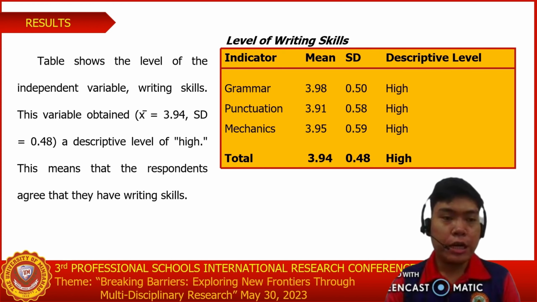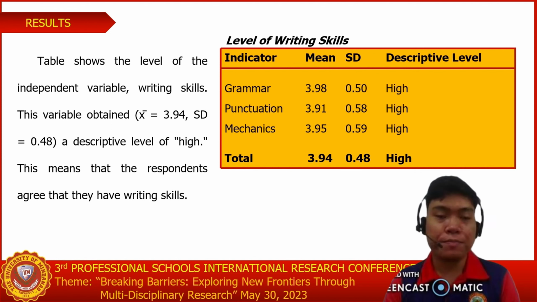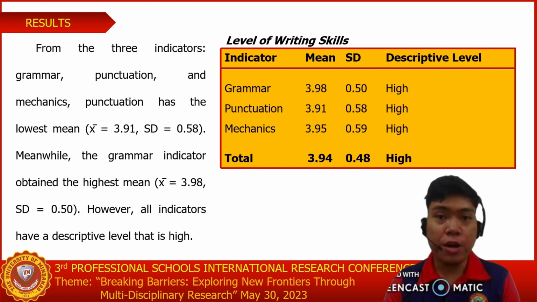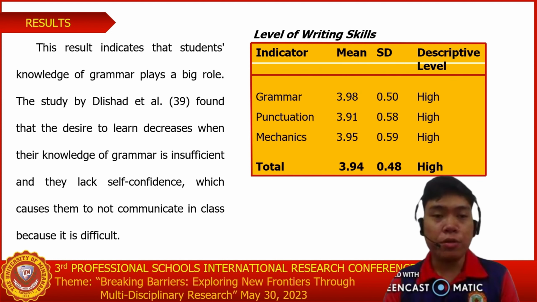Level of writing skills. The table shows the level of the independent variable, writing skills. This variable obtained an average mean of 3.94 and a descriptive level of high. This means that the respondents agreed that they have writing skills. From the 3 indicators, grammar, punctuation, and mechanics, punctuation has the lowest mean, an average mean of 3.91. Meanwhile, the grammar indicator obtained the highest mean, an average mean of 3.98. However, all indicators have a descriptive level that is high. This result indicates that students' knowledge of grammar plays a big role.